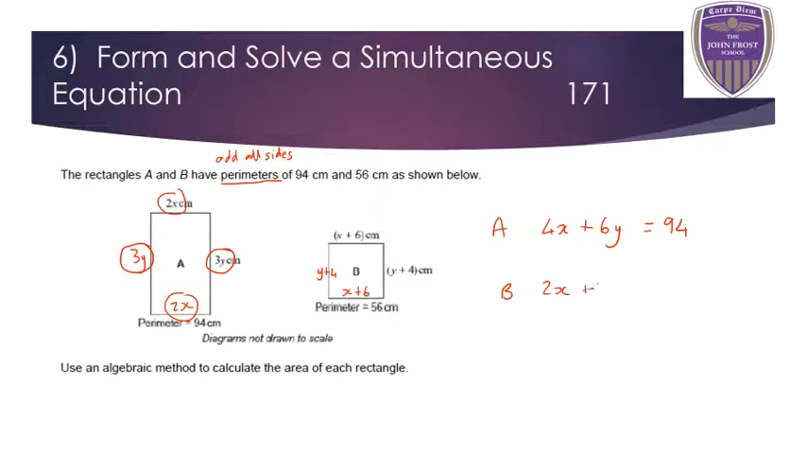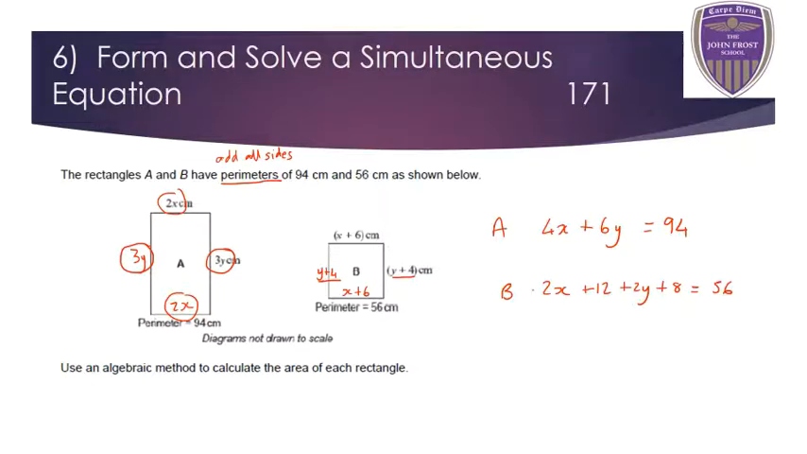6 plus the 6 is 12. Then if I focus on this term here and this term here, I can add the two y's together, so it gives me 2y, and I add the two 4's together, which gives me 8. And when I add all that together, it gives me a perimeter equal to 56.